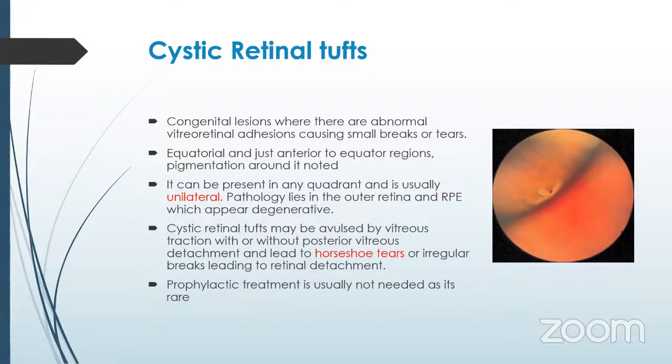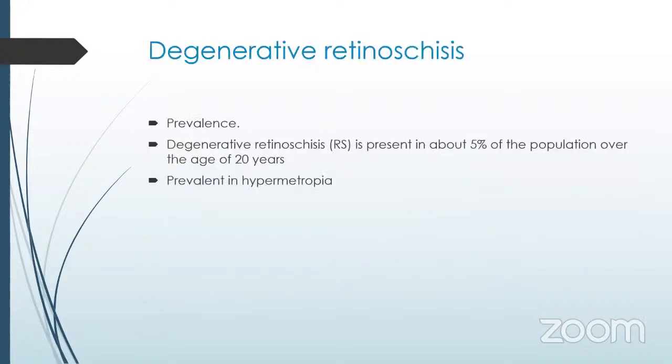The cystic retinal tuft may be avulsed by vitreoretinal traction with or without posterior vitreous detachment, and it can lead to a horseshoe tear with irregular breaks. As it's a rare condition, usually prophylactic treatment is not needed for it.